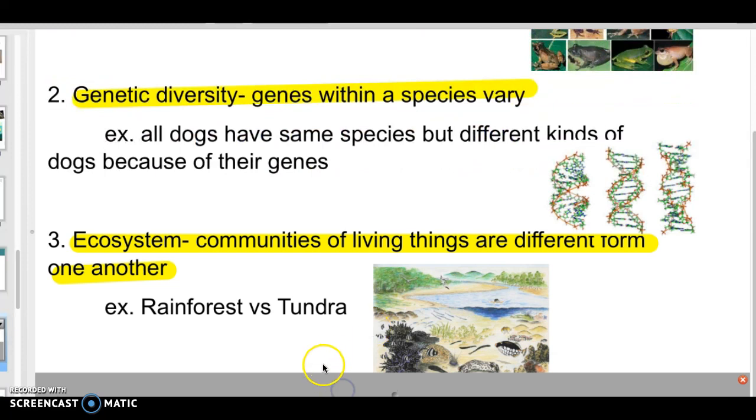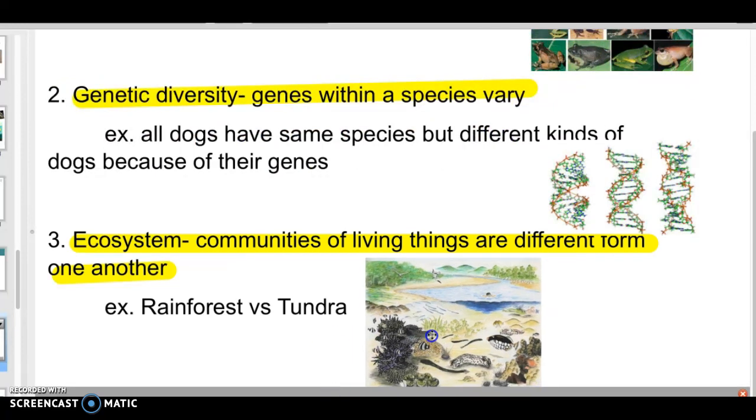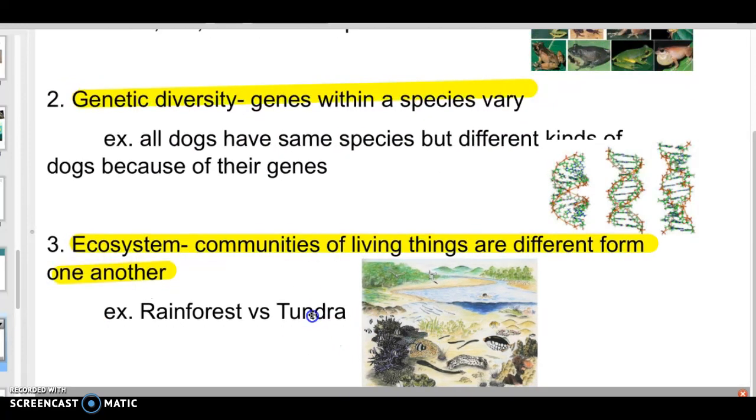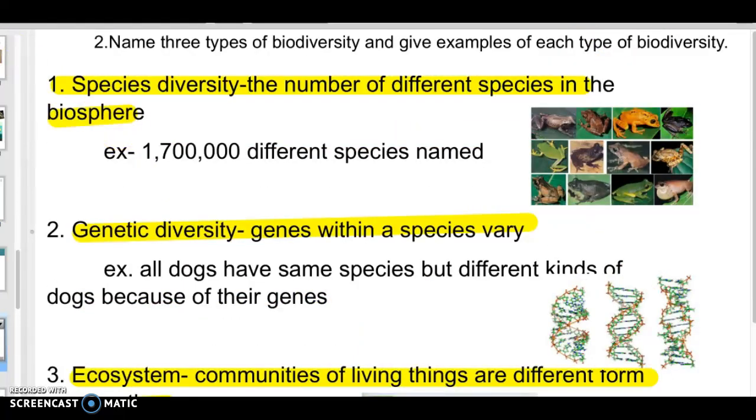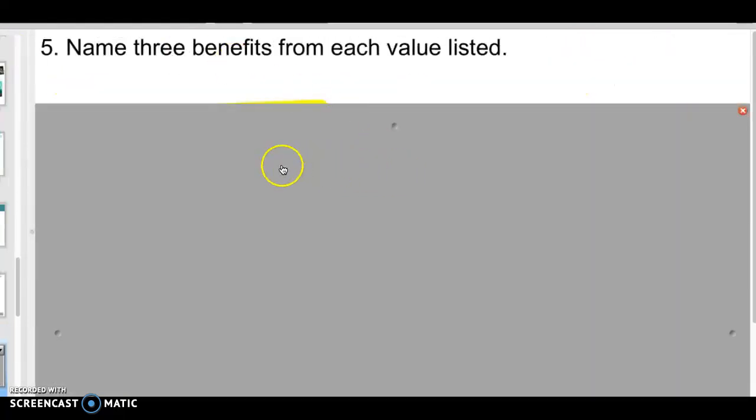Lastly is ecosystem diversity, because we all have different types of ecosystems that we live in. The type of forest that's in Minnesota would be a different forest than in California, and a rainforest is different than a tundra. So those are the different parts of biodiversity.